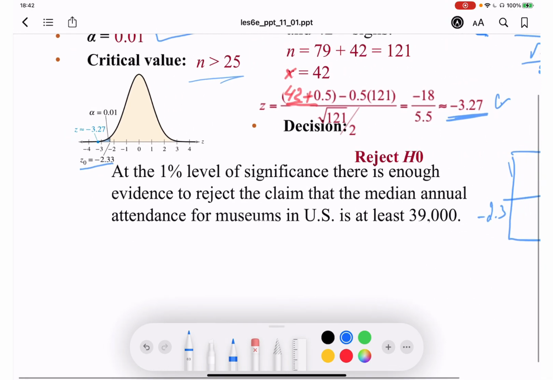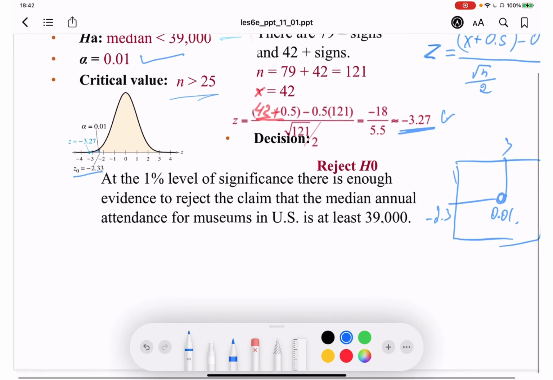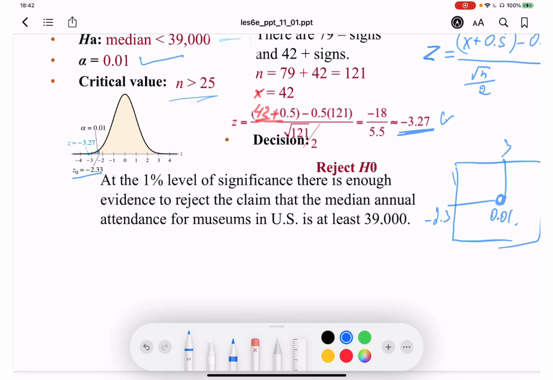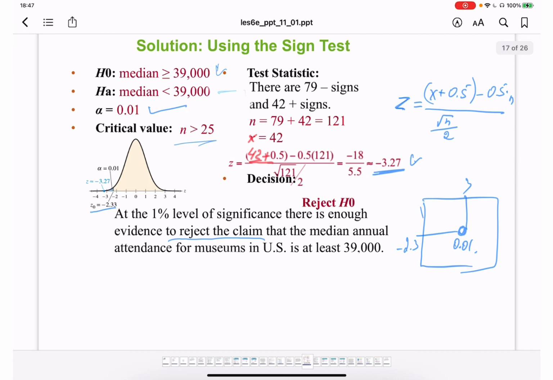So we are going to reject the null hypothesis and draw the decision that at the 1% level of significance, there is enough evidence to reject the claim that the median annual attendance for a museum is at least 39,000. Okay? Okay, I am done with this topic. Moving to the next one.